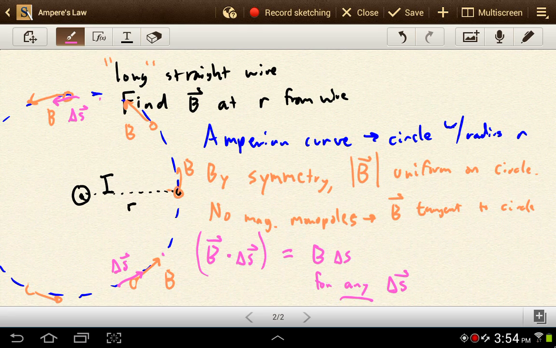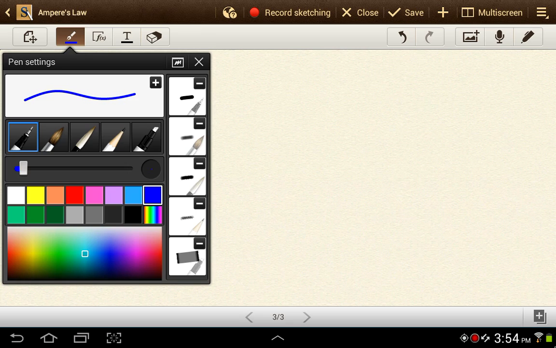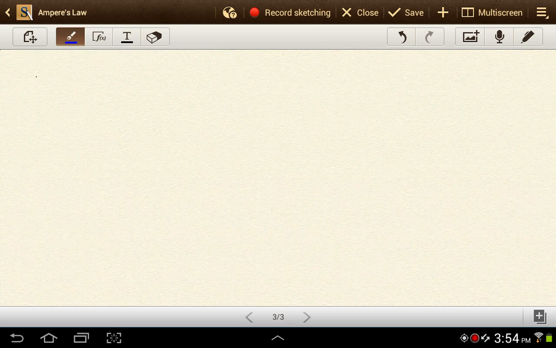What you're going to get for this is that the integral of B dot ds over the entire circle equals the magnitude of the magnetic field times the circumference of the circle. And what's the circumference of the circle? It's 2 pi r. Okay, so now going to this page and writing down Ampere's law, we get the integral of B dot ds equals mu naught times I enclosed. This is Ampere's law here.